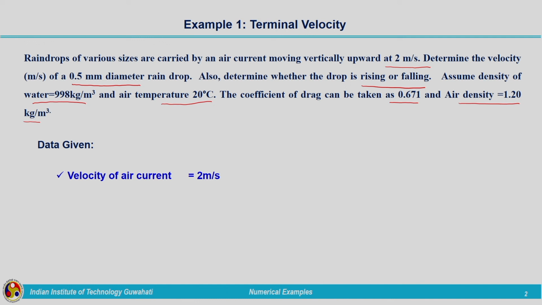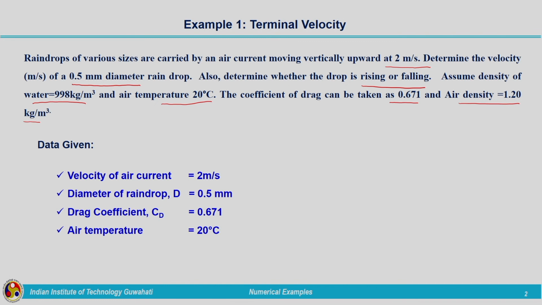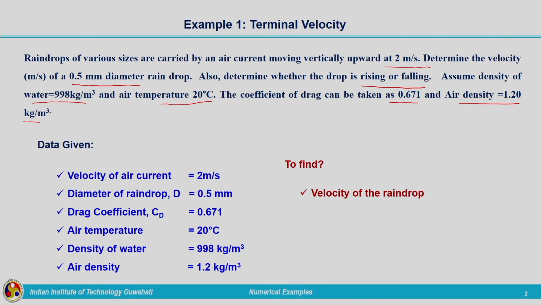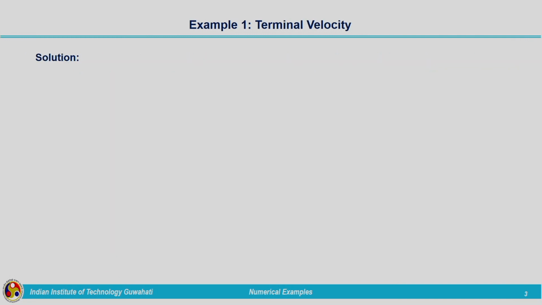The data given are the velocity of the air current, that is the wind speed, which is 2 meters per second. Then the diameter of the raindrop is 0.5 millimeters, we are denoting it by capital D. Drag coefficient CD is 0.671. Air temperature is 20 degrees Celsius, and density of water is 998 kilogram per meter cube. Air density is also given to us, that is 1.2 kilogram per meter cube. What we need to find is the terminal velocity of the raindrop, the velocity with which it is falling, and we need to check, because the wind velocity is given, whether the drop is falling or rising up. Let us start solving the example.